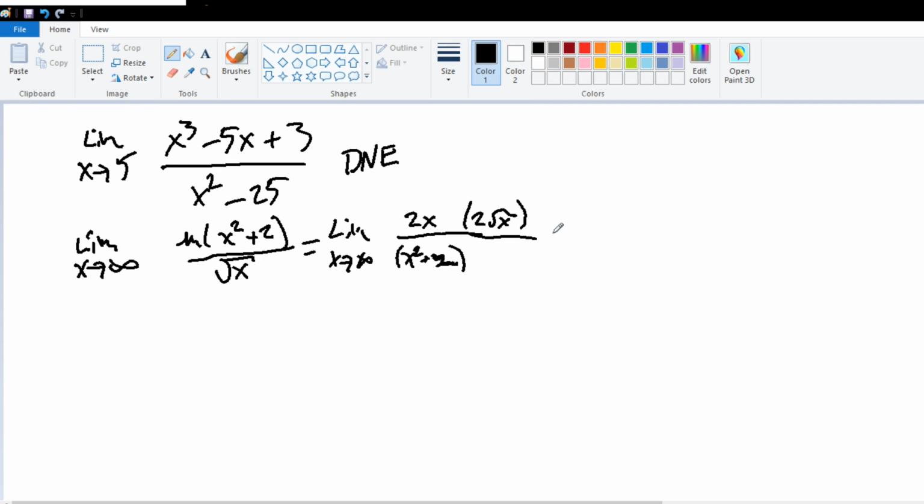And so from here we have a higher power in the top than the bottom, so this is going to go to 0. So that's just how these work: if you have a larger power in the top than the bottom, it'll go to infinity. If you have equal powers, you divide the coefficients, and if you have a higher power in the bottom, it goes to 0. Okay.